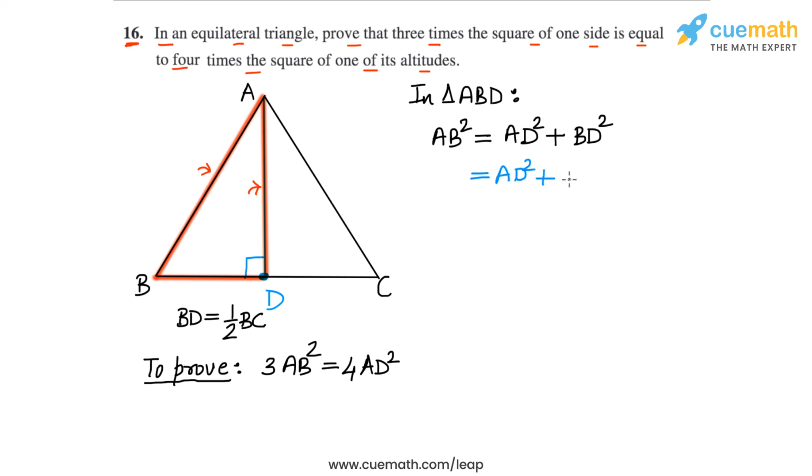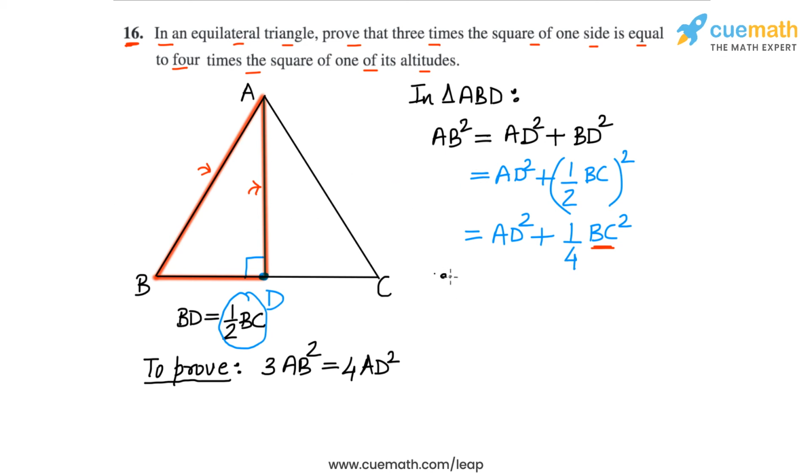Instead of BD, let's write BD as half of BC because we saw earlier that BD is half of BC. So we write this as half of BC whole square. Okay, and now we can write this as AD square plus 1/4 of BC square. And now let's make use of the fact that BC is equal to AB because the triangle ABC is equilateral. So instead of BC, we are going to write AB so that we find a relationship between AB and AD.